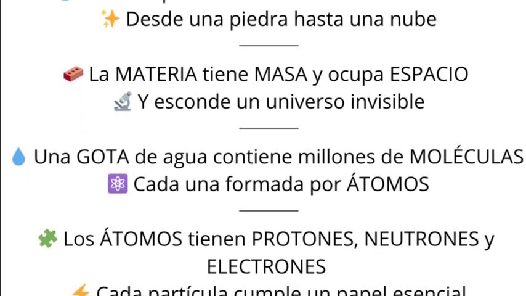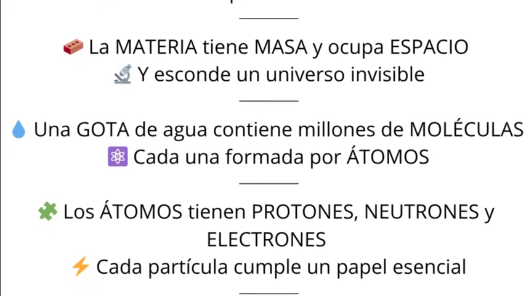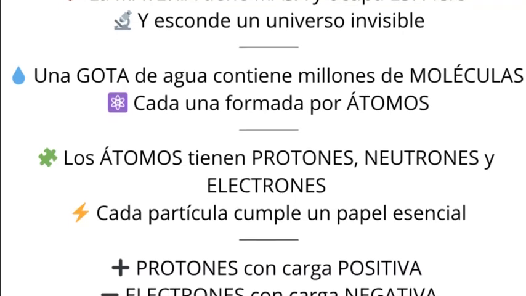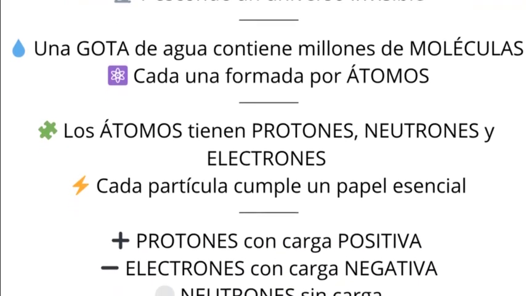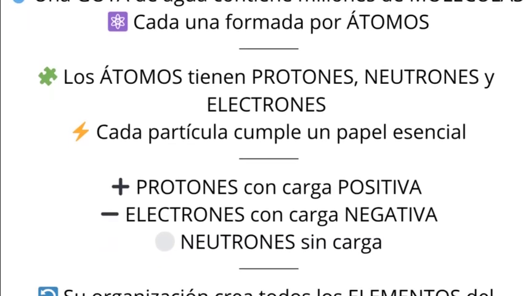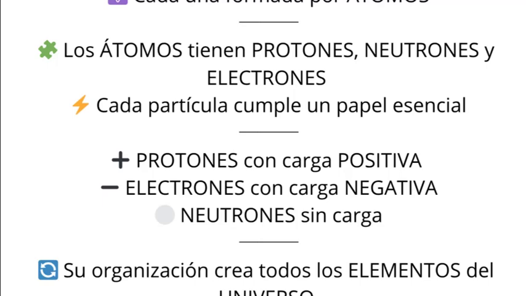If we could magnify a drop of water millions of times, we would see that it is composed of molecules, and each molecule is made up of atoms. These atoms are not indivisible, as the ancient Greeks once believed. Inside them we find protons and neutrons in the nucleus, and electrons orbiting around it.